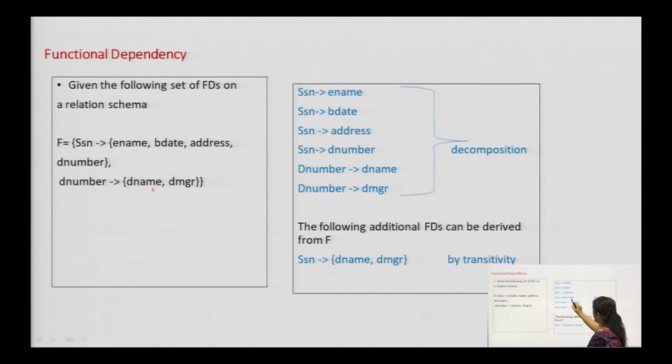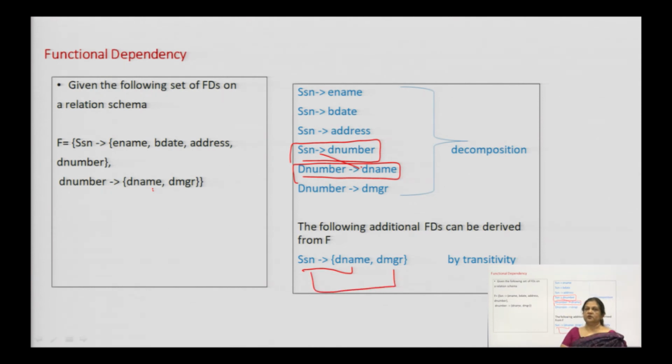Now, we have SSN determines d number, and d number determines d name. So from transitivity we can say that SSN determines d name. And SSN also determines, in a similar manner, d manager. So we can say here that from transitivity we have seen that the functional dependencies SSN to d name and SSN to d manager can be derived from the given set of functional dependencies.